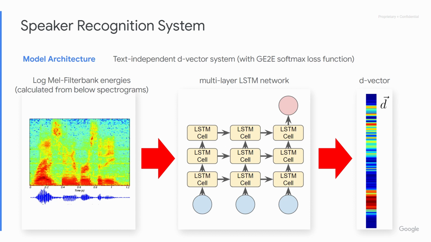Our model is a text-independent d-vector model. The neural network has 3 LSTM layers with projections. There is a linear layer at the end to transform the RNN output sequence into a d-vector of size 256.